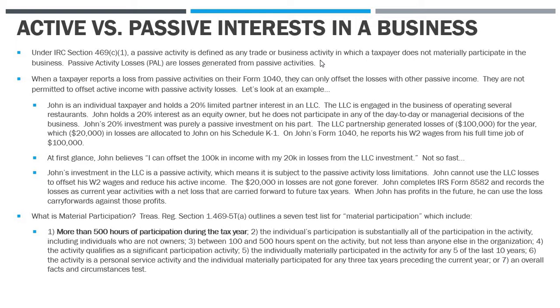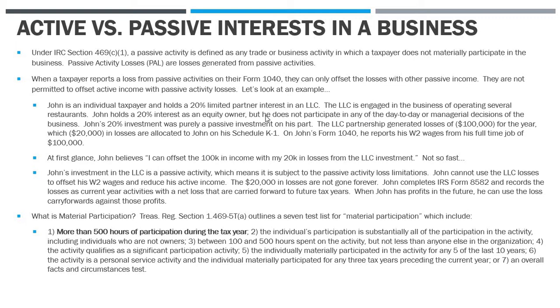So I think the best way to illustrate this is to look at an example, and then we'll talk about it a little bit more. Here we have John. He's an individual taxpayer, and he holds a 20% limited partner interest in an LLC. The LLC is engaged in the business of operating several restaurants, right? So it's an active business.